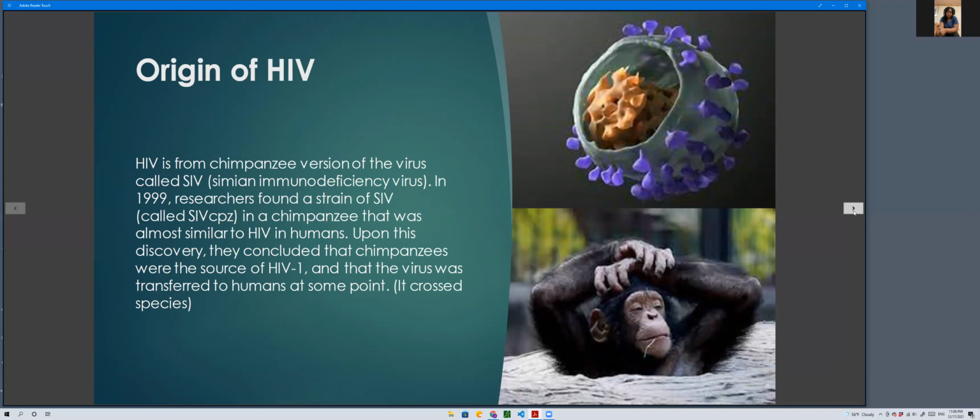HIV is from the chimpanzee version of the virus called SIV, simian immunodeficiency virus. In 1999, researchers found a strain of SIV in chimpanzees that was almost like HIV in humans. Upon this discovery, they concluded that chimpanzees were the source of HIV, and that the virus was transferred to humans at some point.